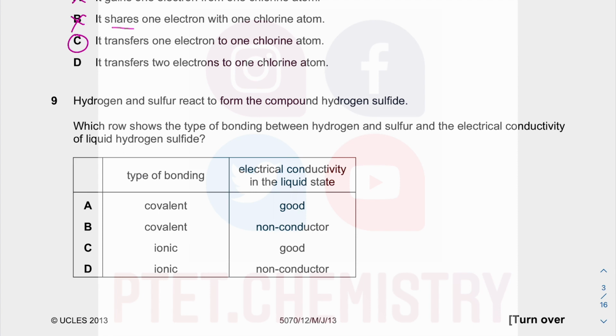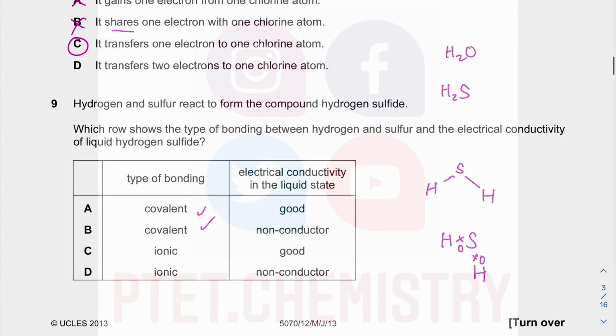Next bit, hydrogen and sulfur react to form the compound hydrogen sulfide. So hydrogen sulfide is actually H2S. You can think about H2O. So H2S is going to look like H2O. What type of bonding? Well, I've just shown it to you. There is covalent bonding. You can draw the dot and cross diagram, hydrogen, hydrogen. Sulfur is in group 16, so do not forget the dot and cross. Show all outer shell electrons. Sulfur is in group 16: 1, 2, 3, 4, 5, 6. 6 outer shell electrons, yeah?